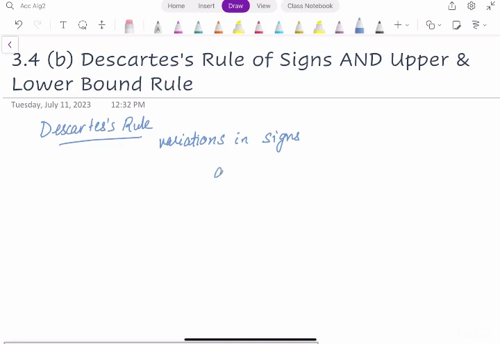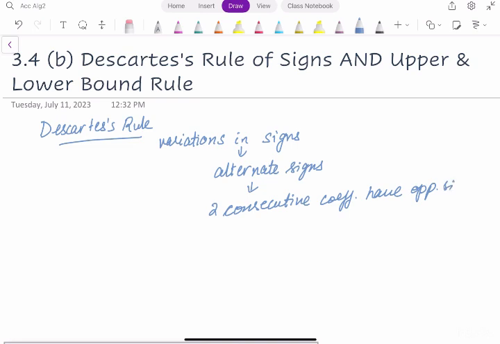For example, if it is plus x minus 3, we have a plus and a minus. So it is an alternate change in signs, or we can say two consecutive coefficients have opposite signs. Let's understand with an example.